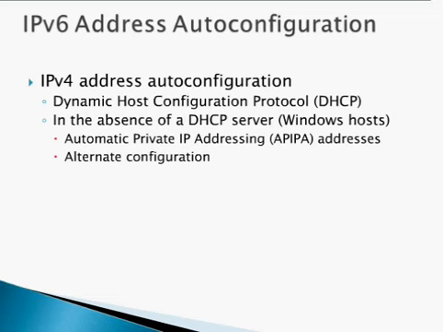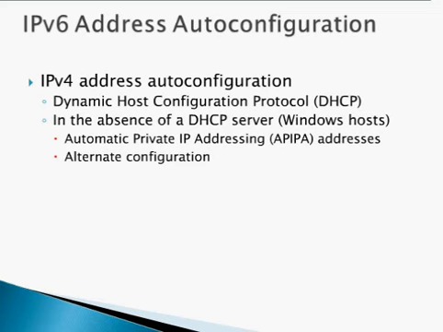And Windows hosts also have this notion of an alternate configuration. In the absence of a DHCP server, there's a static IP address configuration that they can fall back to. And this is in place so that I can have DHCP on my corporate network, and when I attach to my home network, I can have a custom static IP addressing configuration. So that's what it means for IPv4.